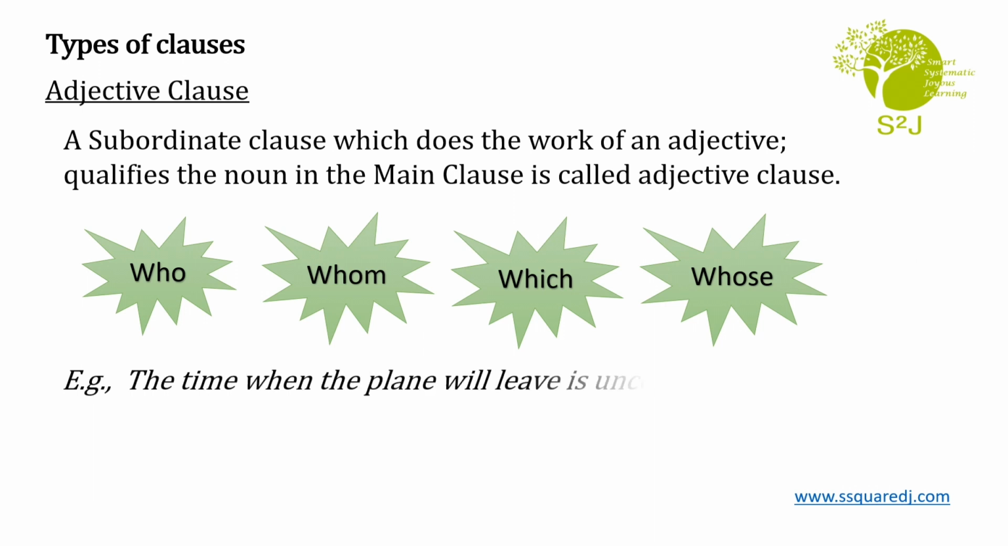Here's the example. So in the example, the time when the plane will leave is uncertain. Here the main clause is the time is uncertain. So which time is uncertain? When the plane will leave. So this is subordinate adjective clause. It tells us about the time.